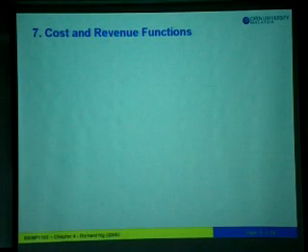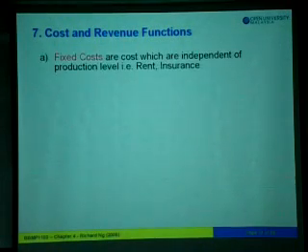Okay, let's continue with the next topic, cost and revenue functions. In any production, usually there's a cost called fixed cost. This is the cost which is independent of production level, meaning that whether a factory functions or not, we still have to pay rent and insurance. These are costs that need to be paid even though the machines are not running. If there's no production, we still have to pay this type of cost.